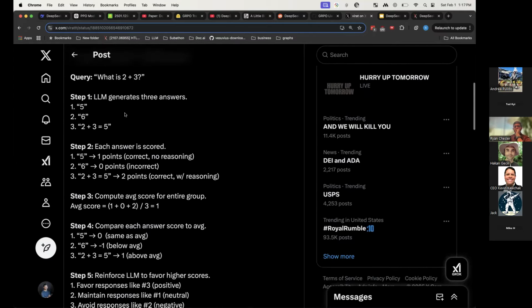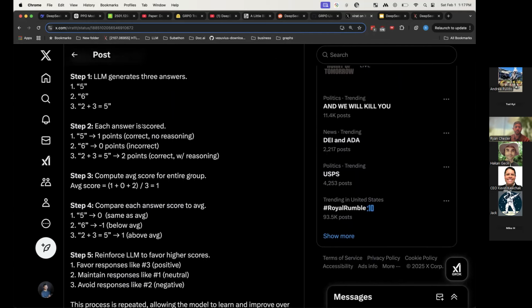So at the first step, you have this query saying, what is 2 plus 3? And then the LLM generates a whole bunch of answers. In this case, they're only doing 3. So the first generation is 5. The next generation is 6. The next generation is 2 plus 3 equals 5.